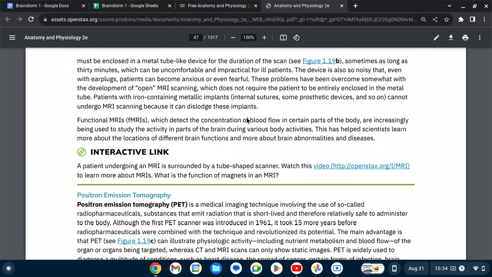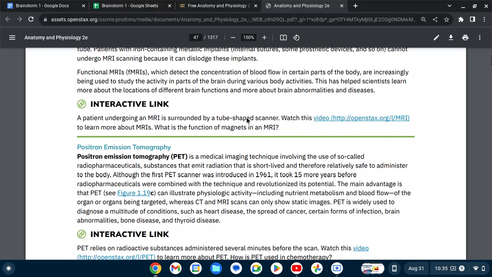These problems have been overcome somewhat with the development of open MRI scanning, which does not require the patient to be entirely enclosed in the metal tube. Patients with iron-containing metallic implants cannot undergo MRI scanning because it can dislodge these implants. Functional MRIs, which detect the concentration of blood flow in certain parts of the body, are increasingly being used to study the activity in parts of the brain during various body activities. This has helped scientists learn more about the locations of different brain functions and more about brain abnormalities and disease.